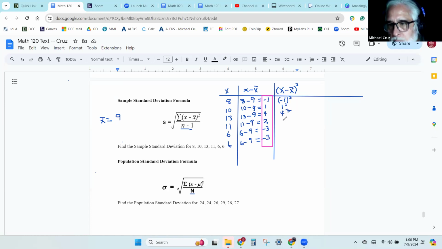And if it's negative, it gets squared. When we square positive or negative, we always end up with a positive value, because we're multiplying negative 1 times negative 1, which is positive 1. Same as this one. 4 squared is 16. 2 squared is 4. 3 squared is 9, and we get another one right here, exactly the same.